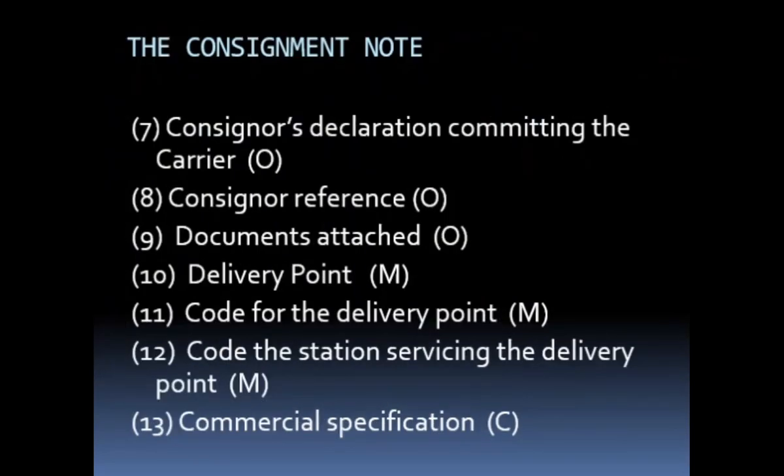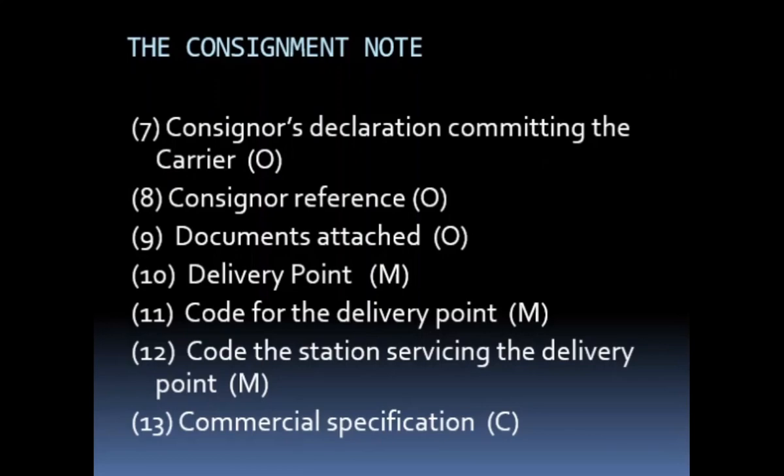Part 7 is consignor's declaration committing the carrier. If there's anything to commit the carrier on, part 7 is where you put it. Part 8 is for consignor's reference. That is also optional. Part 9 is documents attached. It's optional. You list all the documents that are attached to the consignment note. The delivery point or the destination of the cargo is mandatory. So that is part 10.